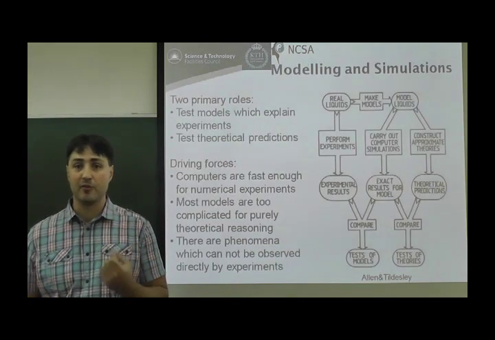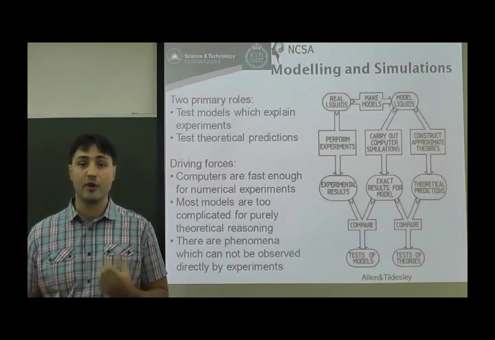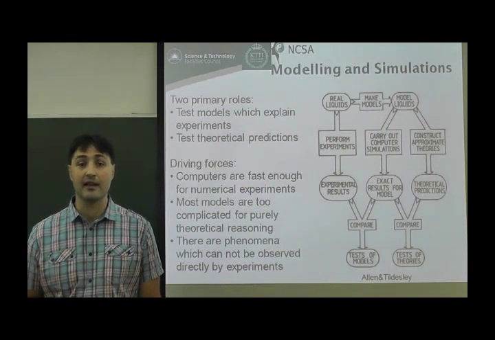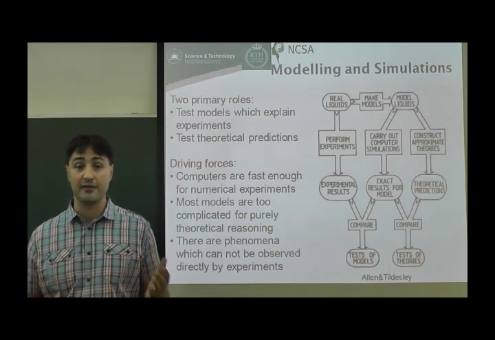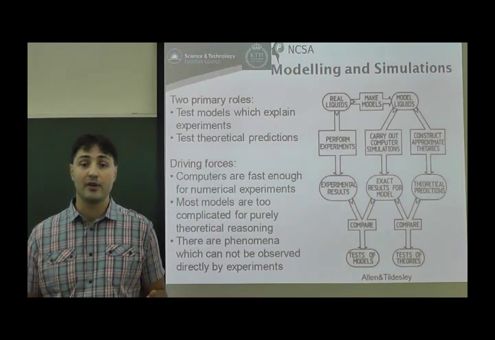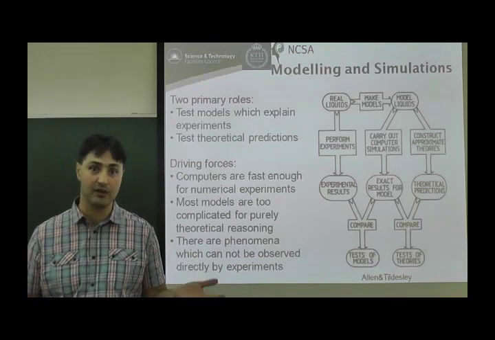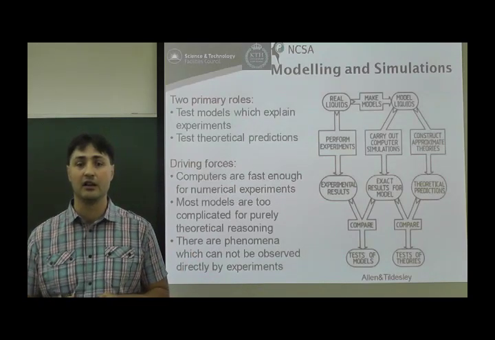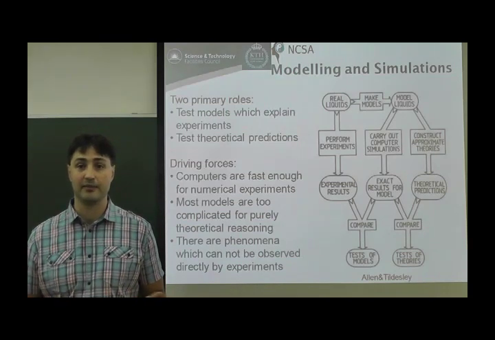So what is the purpose of modeling and simulation? There are two primary roles. Test models which explain experiments and test theoretical predictions. The driving force is that computers are fast enough for numerical experiments. Most models are also too complicated for purely theoretical reasoning. As I said, analytical solutions are too expensive or impossible to achieve. And there are phenomena which cannot be observed directly by experiments.